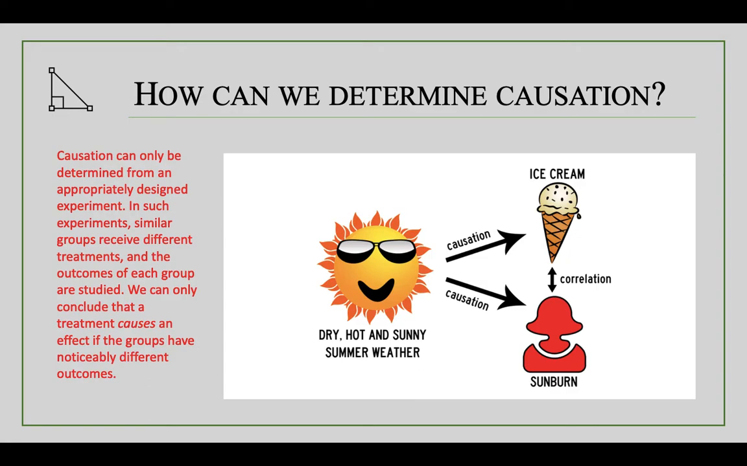You're just closer. Causation can only be determined from an appropriately designed experiment. In such experiments, similar groups receive different treatments, and the outcomes of each group are studied. We can only conclude that a treatment causes an effect if the groups have noticeably different outcomes. So please write that down as well.